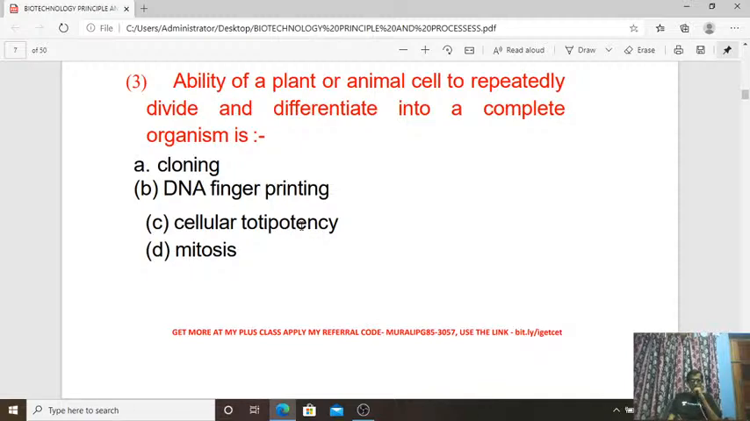So here it is cellular totipotency. A cell which shows the ability to give rise to the entire organism is called totipotent. Here, in the case of tissue culture, the explants are going to show totipotency. So the answer for the third question is C.